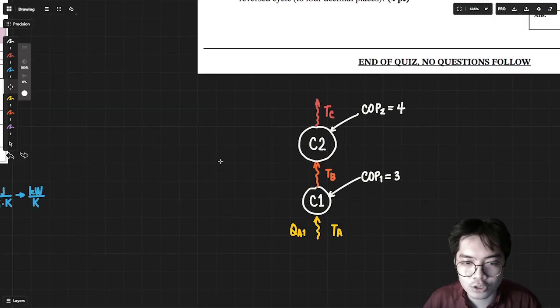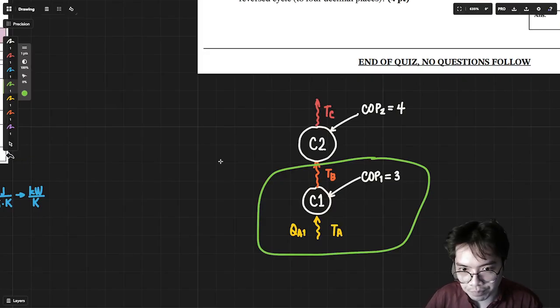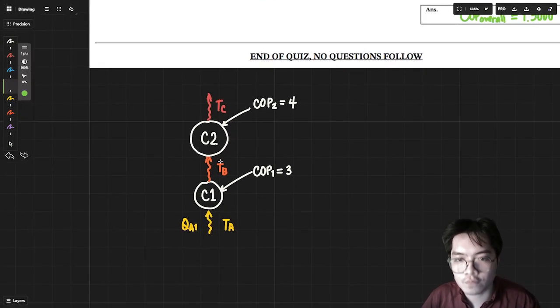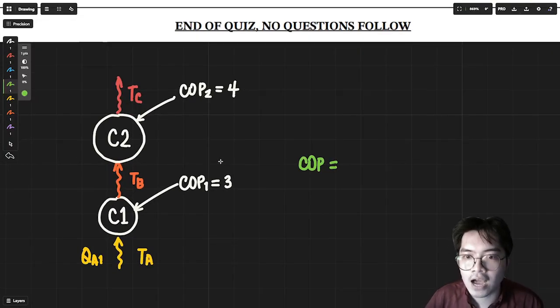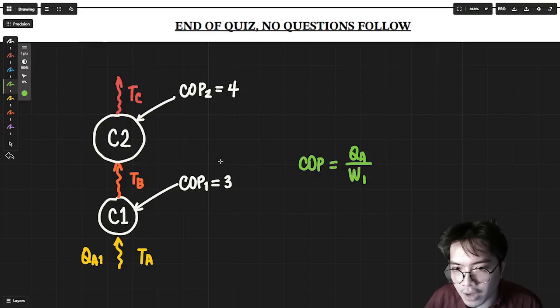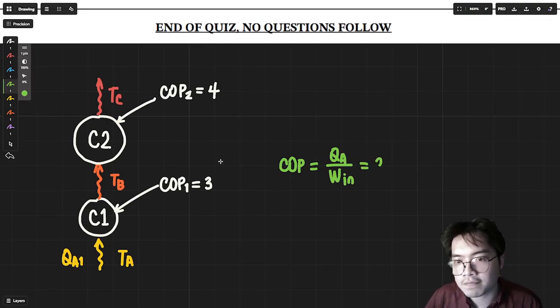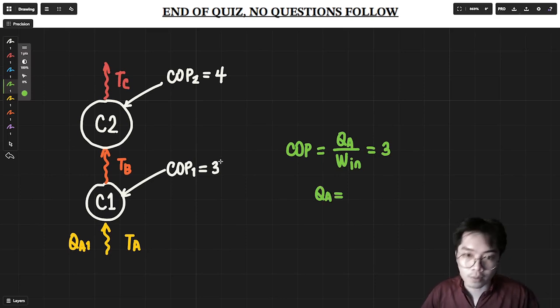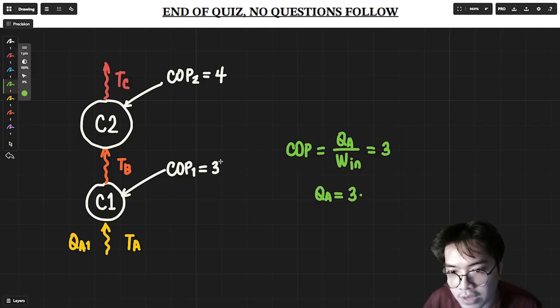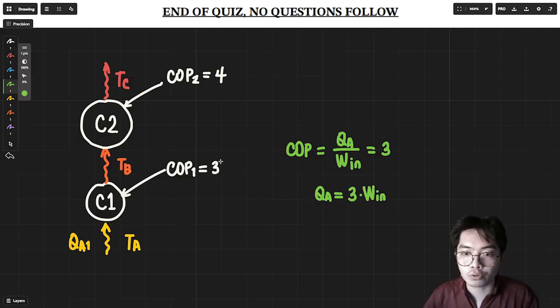Let's first consider just this first cycle here. This first cycle has a COP of 3. What does COP mean again? Just for jogging your memory, your COP corresponds to basically how much heat you manage to absorb divided by the amount of work that you put in. If it's 3, then the amount of heat that you absorb is going to be 3 times the amount of work that you put in.